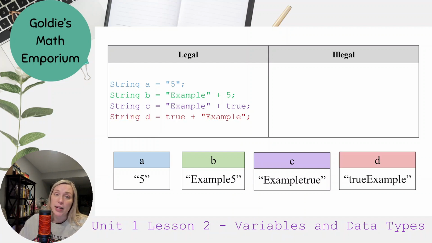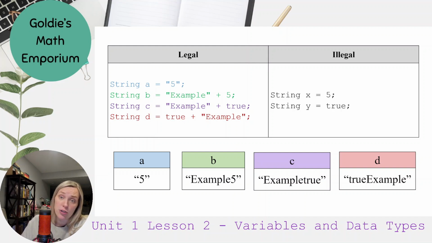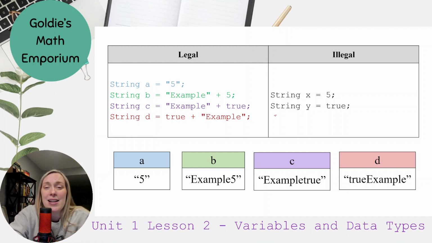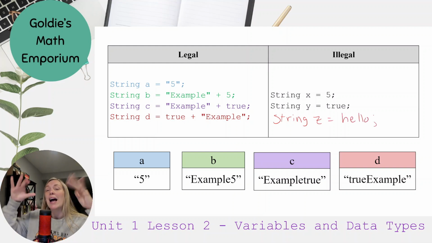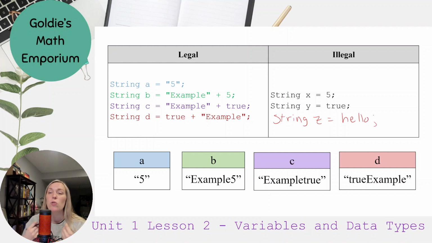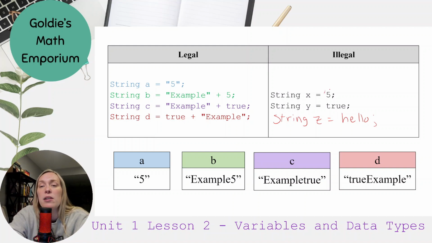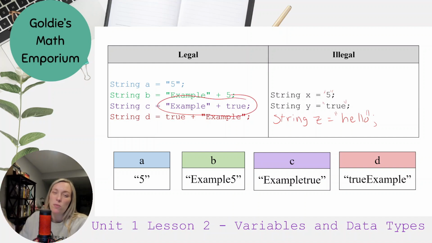Or D, our last example, true plus example. You could have it vice versa. It'll still be pushing the two together. Now here would be illegal assignments for strings: string x equals 5, or string y equals true, or really anything, string z equals hello. Why are all of those illegal? Because there are no quotation marks around them. In order to become legal, they need quotations, or they need to be mixed with something with quotations. And that would be legal and illegal ways to work with strings, and strings and primitives.